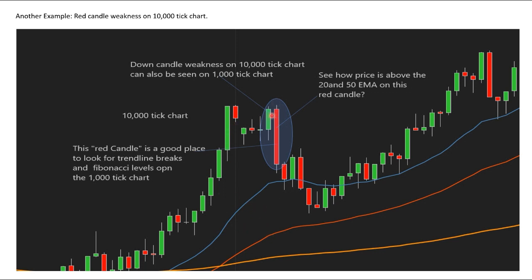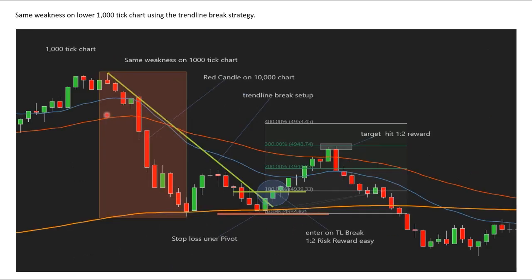Price is above, right here in this red candle, above the moving averages properly. And we go to the smaller time chart to look for weakness. Here in the red box is that same red candle coming down. Okay. And we look for Fibonacci levels, which I didn't draw on this, but you certainly want to add to the strength of the trade setup.